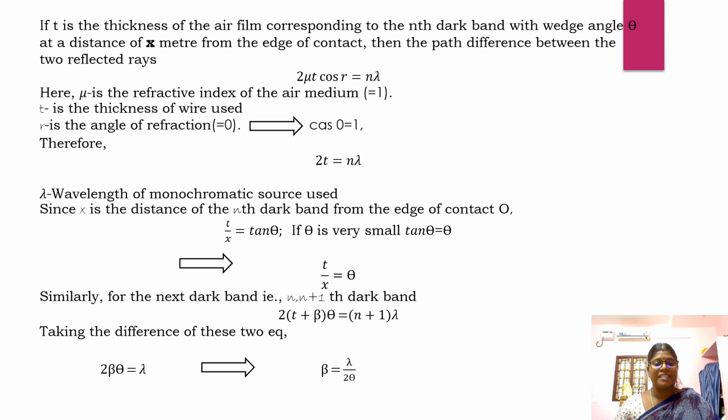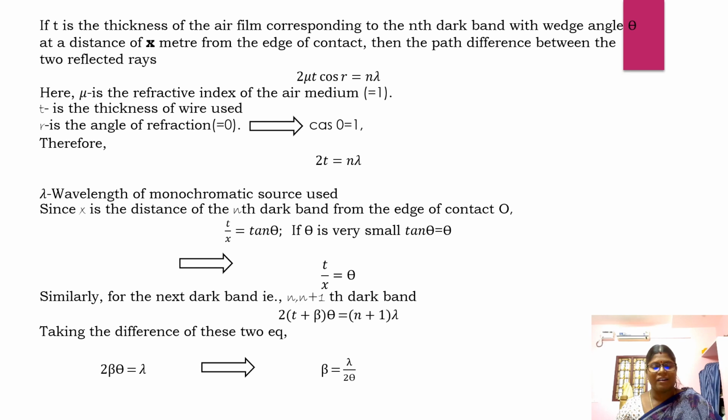Similarly, for the next dark band, which means the nth band is one dark band, the next dark band is the n plus 1th dark band. So similarly for the n plus 1th dark band, we can write 2 into t plus beta into theta equal to n plus 1 into lambda. And 2t is equal to n lambda, as we are writing here.